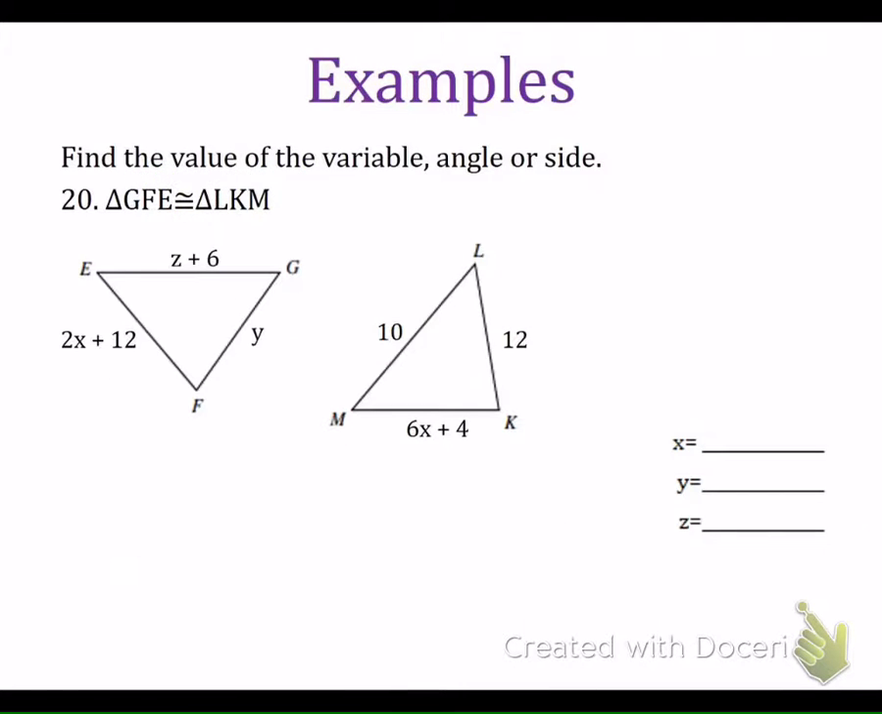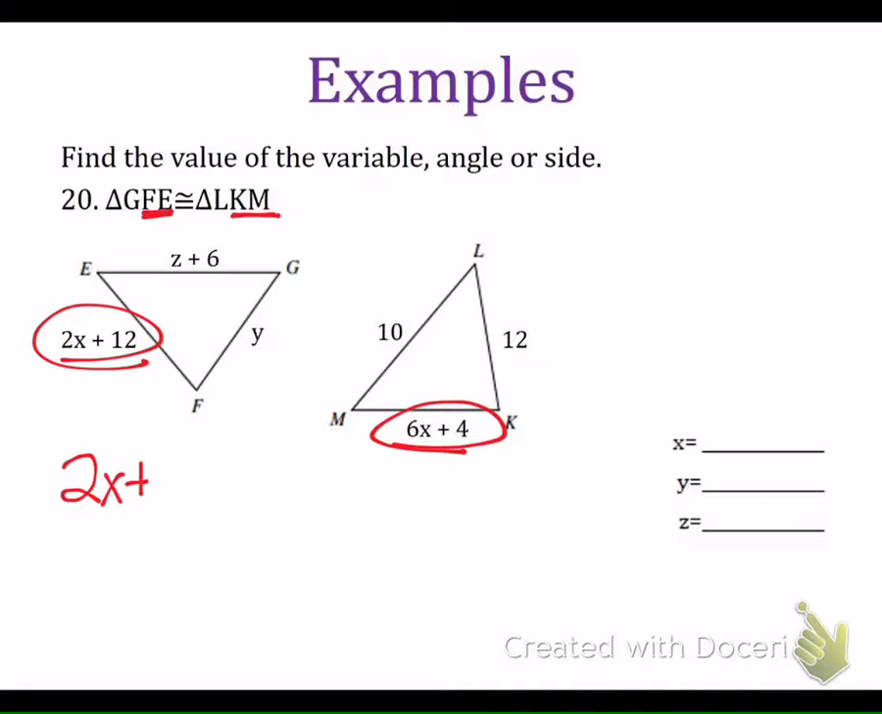All right, here is number 20. Now we have 3 variables. So let's start with x. X is which side? KM? Katie Munden? All right, so second and third of the second triangle. So which side does it correspond with? FE. EF or FE, good. All right, so those two go together.